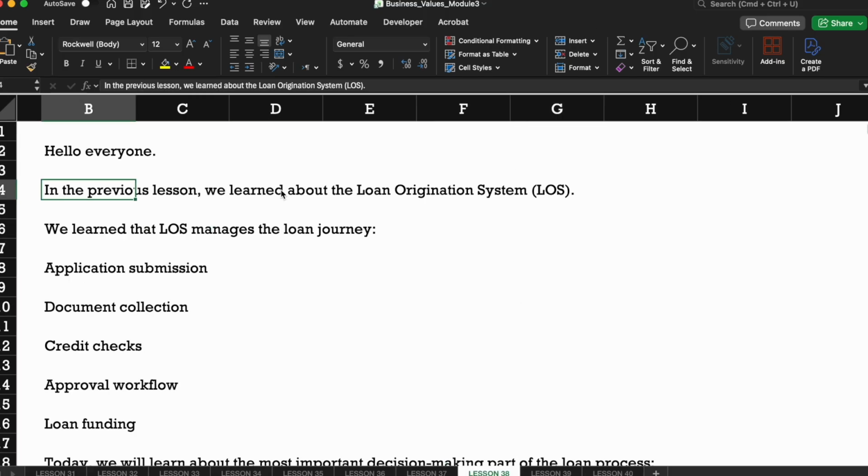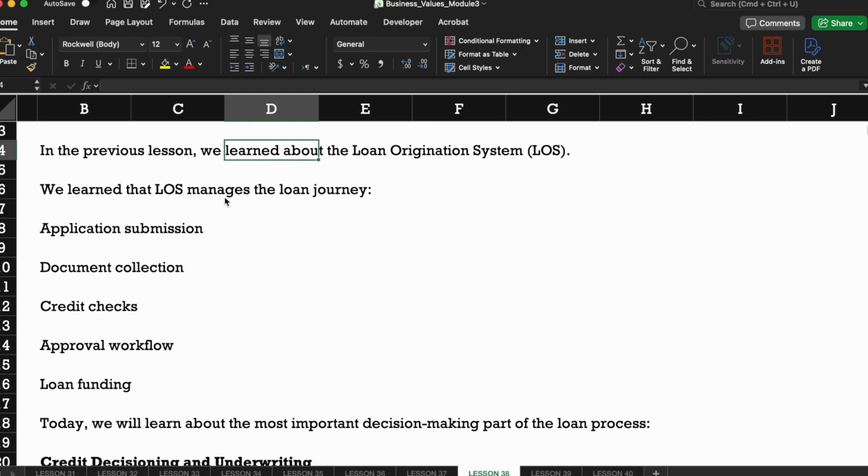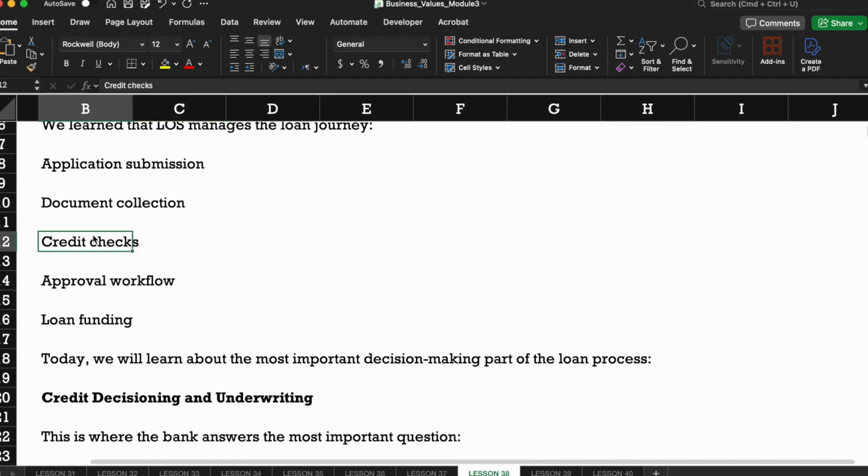In the previous lesson, we learned about the loan origination system, LOS. We learned that the LOS manages the loan journey: application submission, document collection, credit checks, approval workflow, loan funding, right?